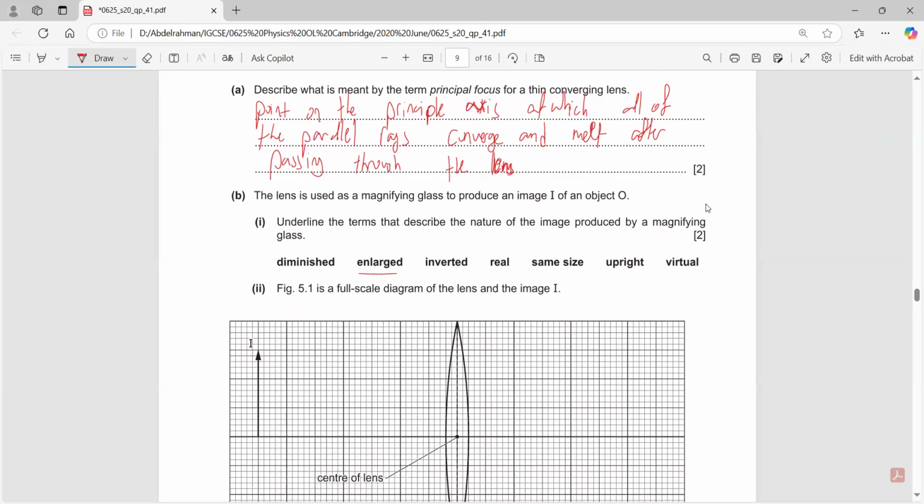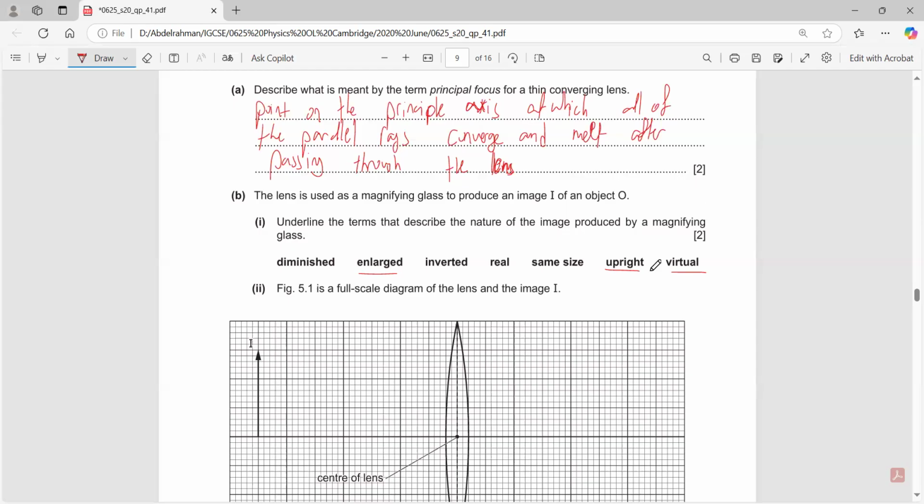Enlarged, real. Are they real? No, they're not real. They are upright and they are virtual. Why are they virtual? Because they do not meet, and the image cannot be produced on a screen.